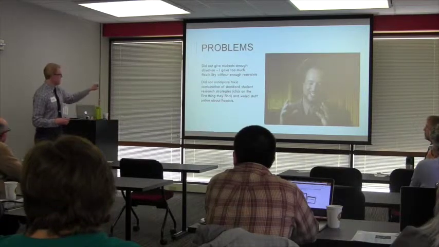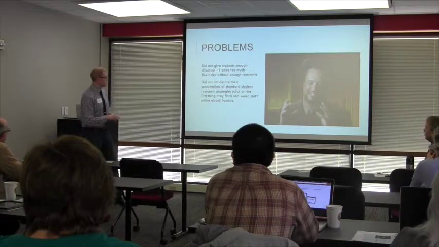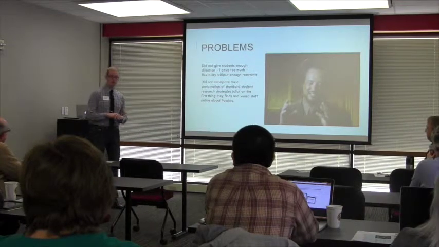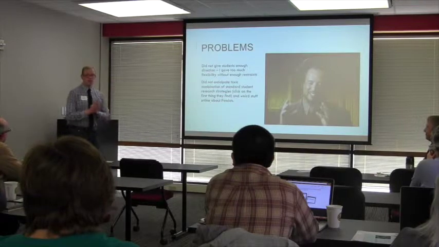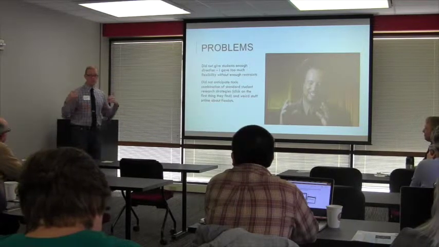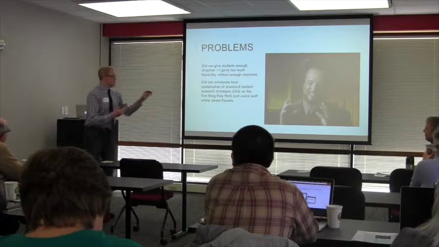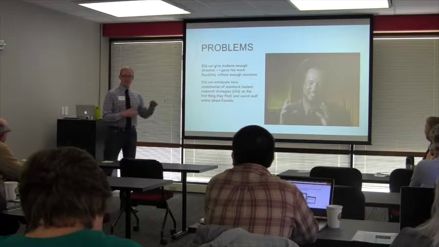Not enough constraints. I did not anticipate a toxic combination of the standard student research strategy of clicking on the first thing they find on Google with all the weird stuff online about fascists. Right? There's all kinds of weird stuff online. Most of it's total junk. It's conspiracy theories. It's pseudoscience. It's just weird things. A lot like Ancient Aliens on the History Channel.